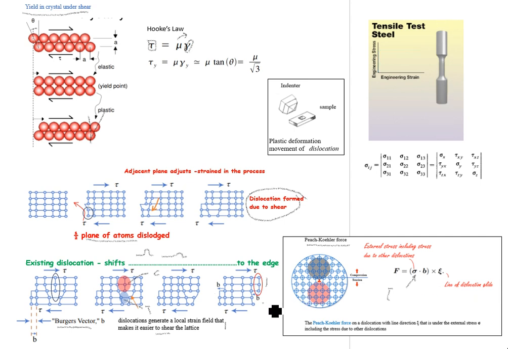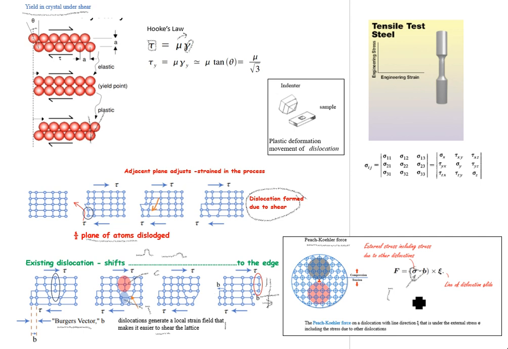slide. So the line along which the dislocation is moving. Usually it is 90 degrees. The dislocation strain is acting in this direction, whereas the dislocation glide is moving in this direction, perpendicular to each other. So this is the Peach-Koehler force on a dislocation with a line direction, under the external stress tau, including stress due to dislocation. So there are two components of the stress, and it makes the dislocation move.